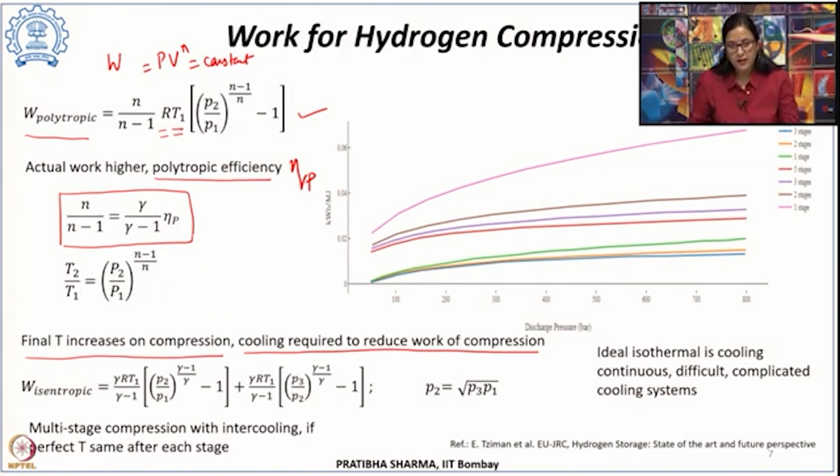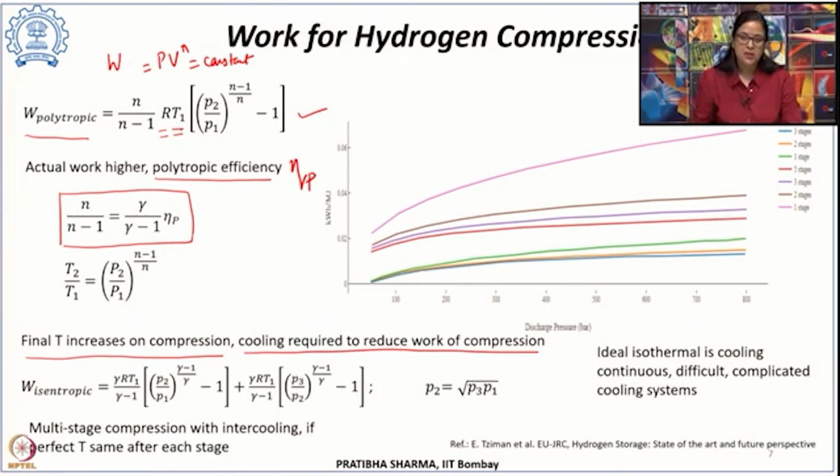So, ideally it is very difficult to achieve; a very complicated cooling system would be required. Actually, we can approximate it by considering multi-stage compression, including an intercooling stage, so that the temperature of the gas at each stage attains its initial temperature. If the intercooling introduced between the different stages is perfect, then the temperature of the gas will be identical after each stage of compression.